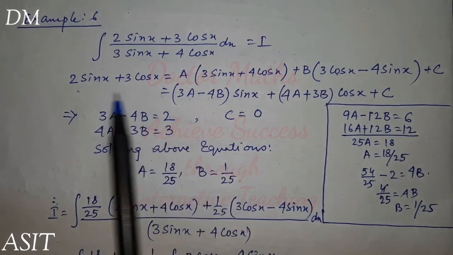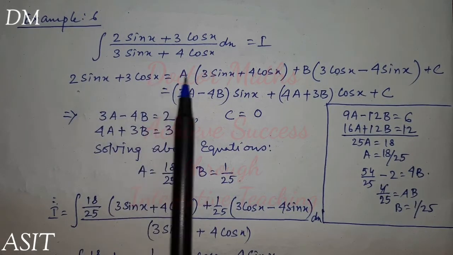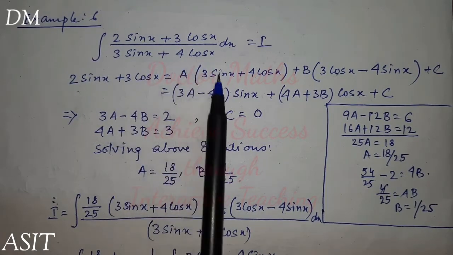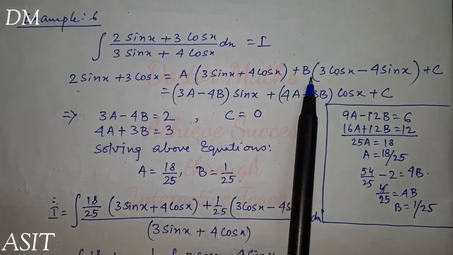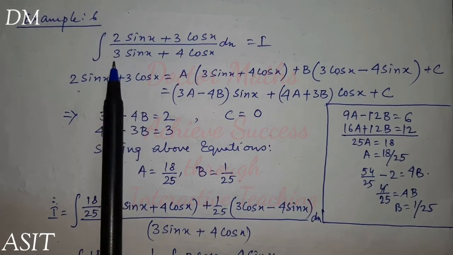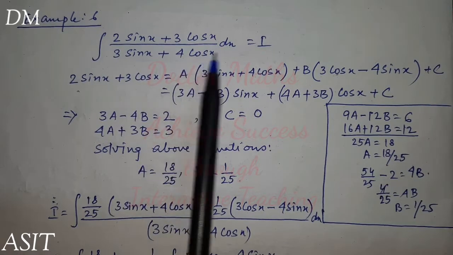Okay. So therefore 2 sin x plus 3 cos x will be equal to a into the denominator 3 sin x plus 4 cos x plus b into the differentiation of the denominator. Now if I differentiate that, it will be 3 cos x minus 4 sin x.